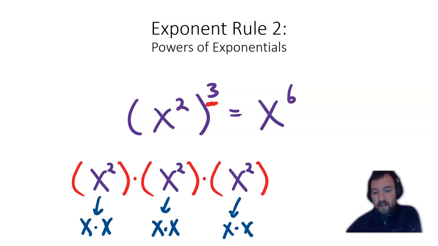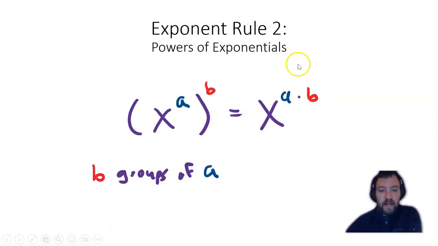And again, it's just understanding taking a power as repeatedly multiplying in this case. Okay, so I can rewrite it now using more variables like I did last time. Instead of a 2 and a 3, if it's an a and a b, well, again, just think you're taking b groups of a, right?